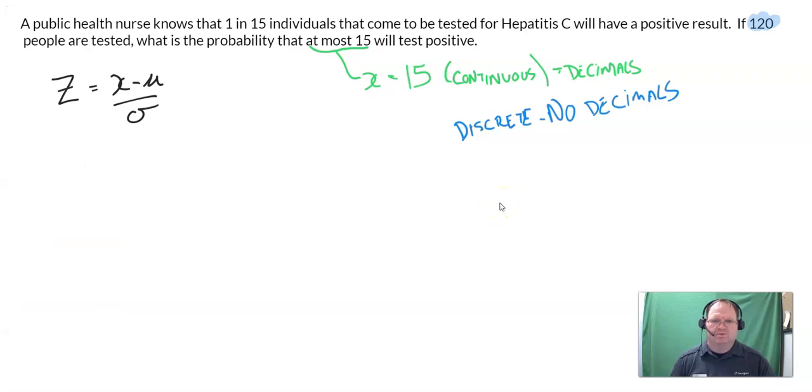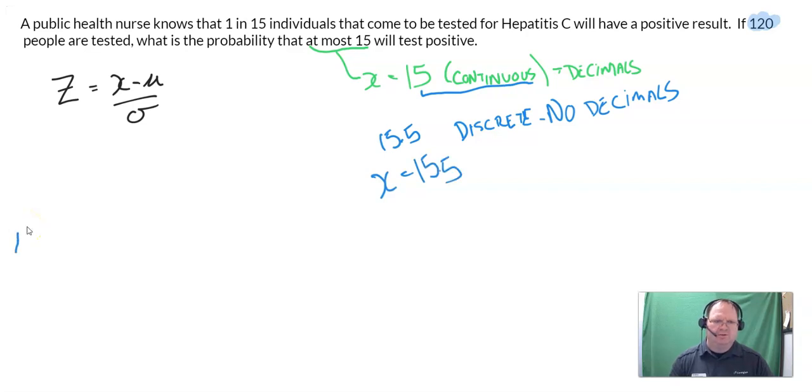Now in this case, we're talking about individuals. So it does not make sense to have 15 continuous. The number that we're going to use would be 15.5. We use the 0.5 to make sure that we include the 15 because at most we have 15. So in this case, because it's discrete data, we're going to use x equal to 15.5.